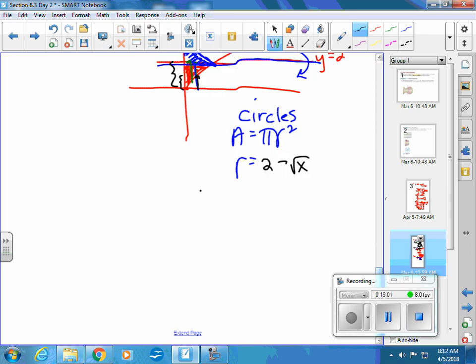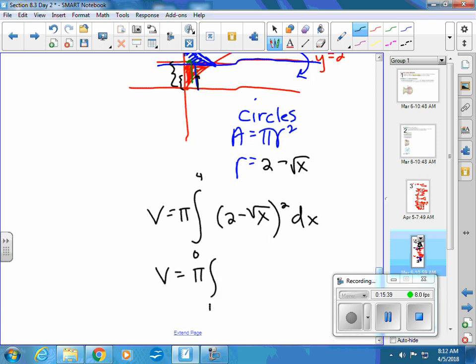From here then, we end up integrating this thing, still from 0 to 4. We're back going around a horizontal line. So we get pi times r squared. Now, that also means this is a little more challenging because your r just became more challenging, right? There's two parts to it. So how do I integrate that? What do I have to do first? I have to FOIL it first, okay? So this here becomes pi from 0 to 4 of 4 minus 4 rad x plus x, dx.